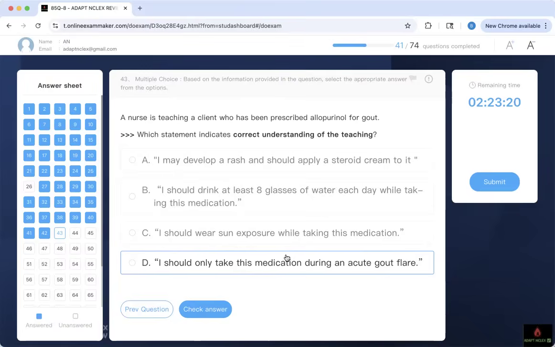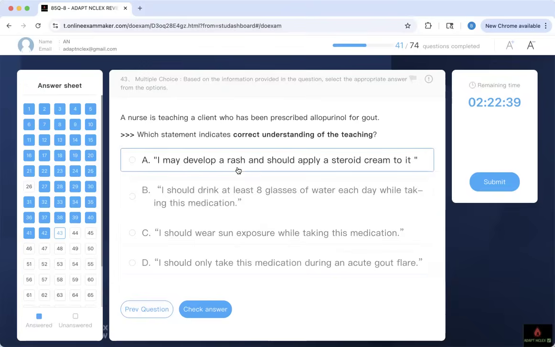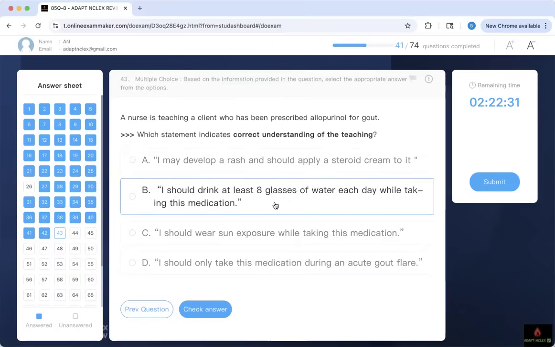What do you think? What do you think? You need to wear sunscreen. If you develop rash, it's Stevens-Johnson syndrome. It's a bad problem. It causes kidney stone. And therefore, what do you want to do? If it causes kidney stone, you've got to drink a lot of water. Therefore, which one is the right answer? I may develop a rash and should apply steroid. When you see a rash, Stevens-Johnson syndrome, you should not do anything. That's a bad problem. I should drink at least 8 ounces of water each day. That will prevent kidney stone.